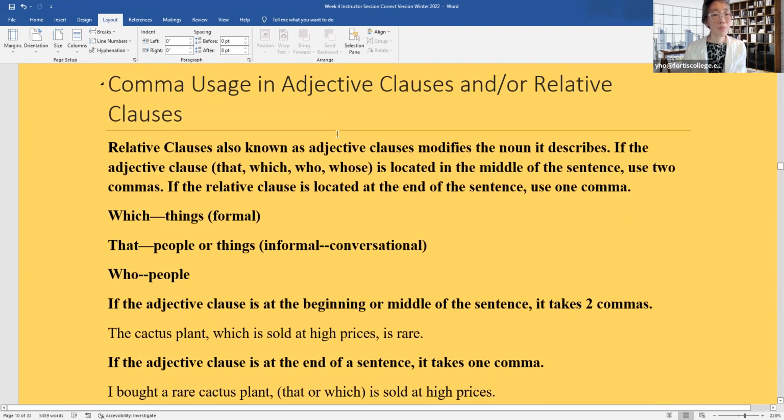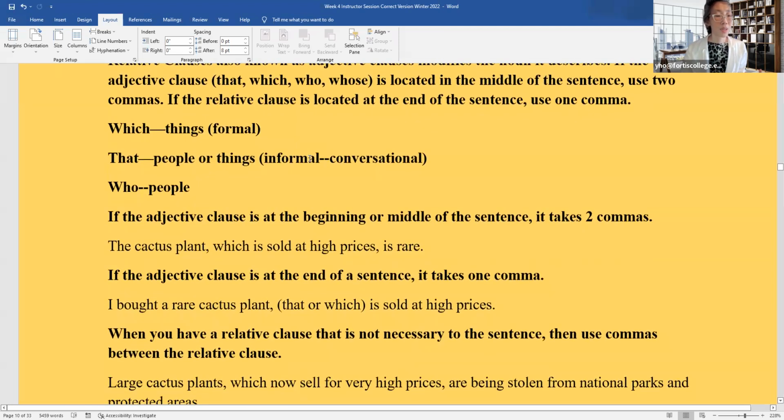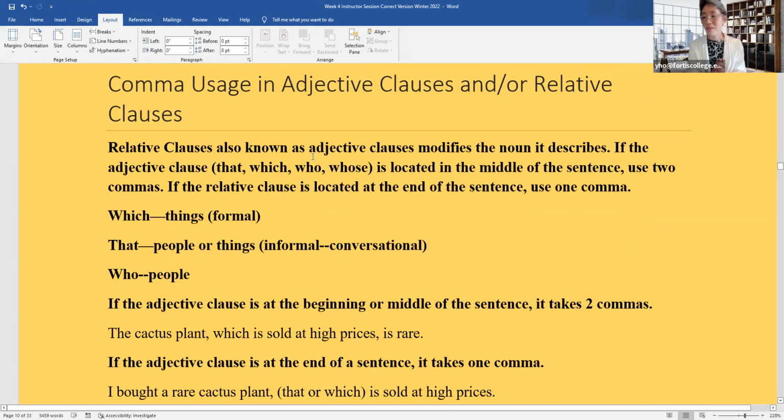So this particular rule only works with that, which, who, and whose, because these are known as adjective clauses which describe the noun. It's a clause that describes a noun. And so before I go any further, everybody get that? The difference between adjective, relative clauses, and regular dependent clauses. What is the difference between an adjective clause rule for commas and the regular dependent clause rule for commas? Candace, what's the difference?